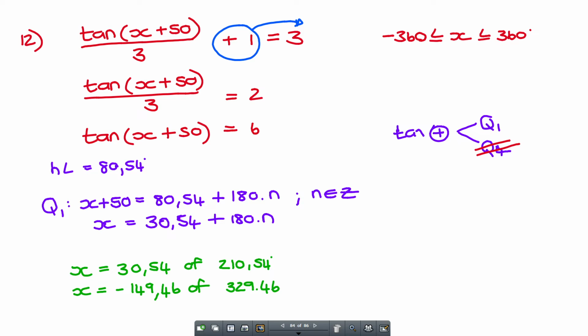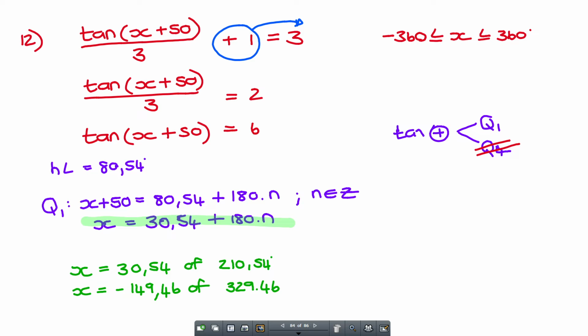Okay, right, so in quadrant 1, I would then have x plus 50 equal to my help angle plus 180 times n. Remember, again, it's about the period there. Okay, so the next step, all I had to do was take the 50 over, and if I take 80,54 and subtract the 50, you would get your general equation of x is equal to 30,54 plus 180 times n.